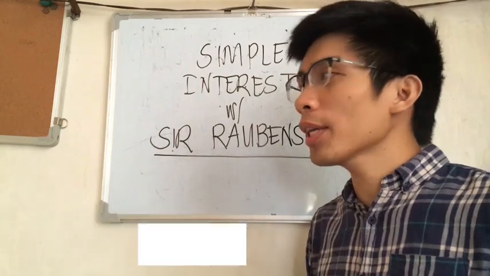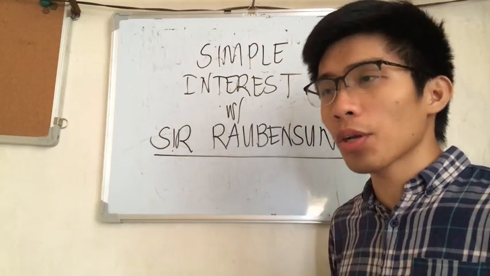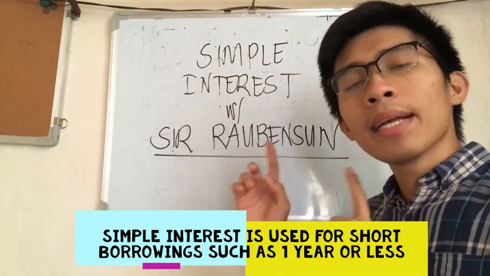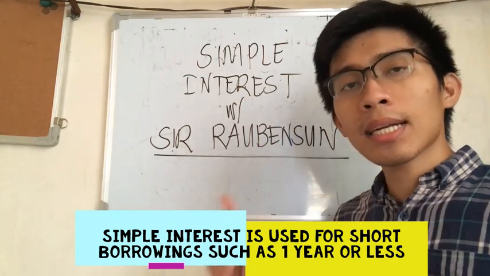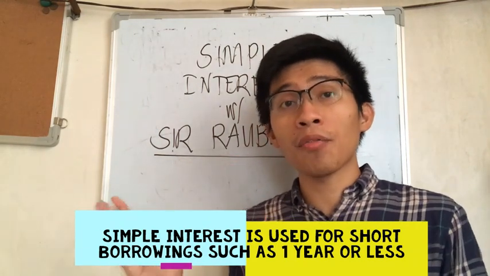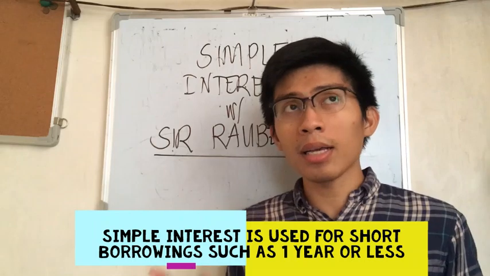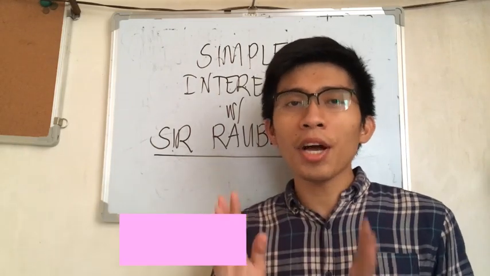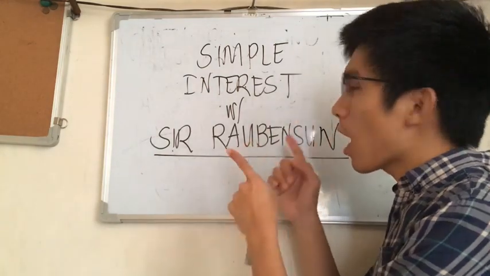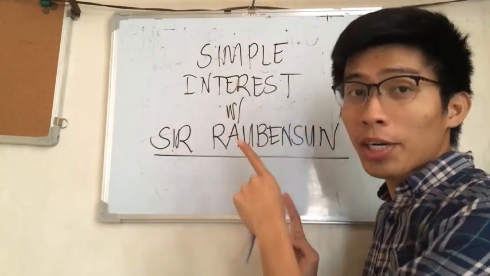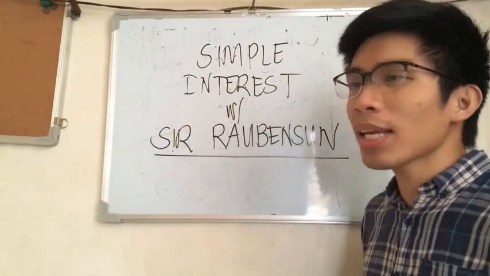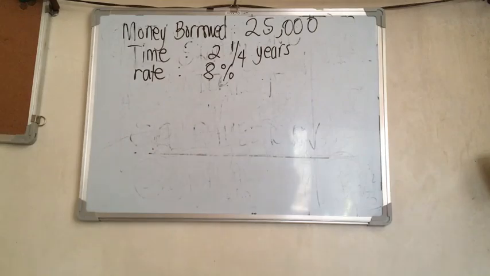One kind or one type of interest is what you call simple interest. What is simple interest? Simple interest is the kind of interest usually used for a short period of time, such as 1 year, 9 months, 3 months, or shorter than that. That is how simple interest works. So in this video, let's try to solve some examples including simple interest.